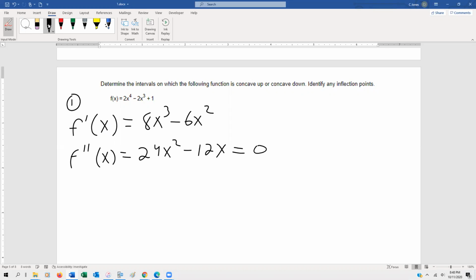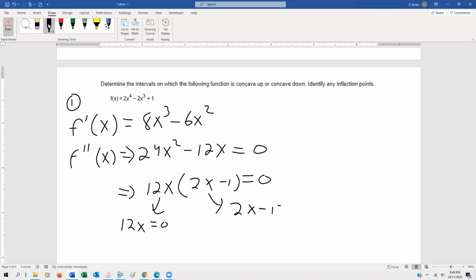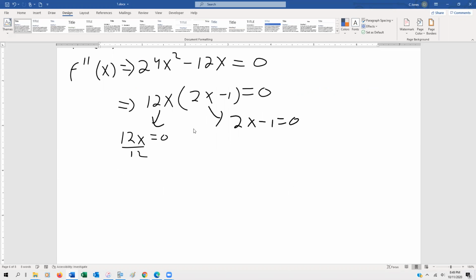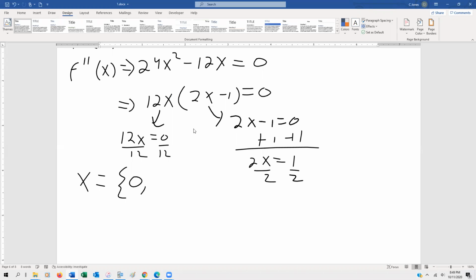We're going to find the critical values of the second derivative. This is really easy because all we have to do is factor out a 12x. That's going to leave us with 2x minus 1 equals 0. Now we set 12x to 0 and 2x minus 1 to 0. From here, we divide by 12, and one of our critical values is 0. Then we add 1 to both sides and divide by 2, so the other critical value of the second derivative is 1/2.